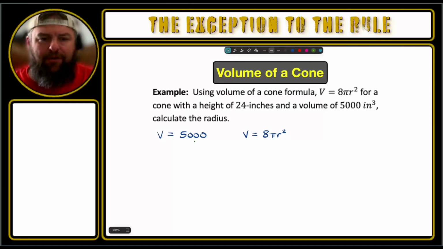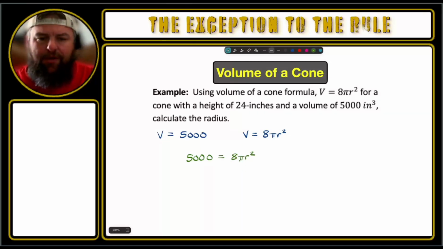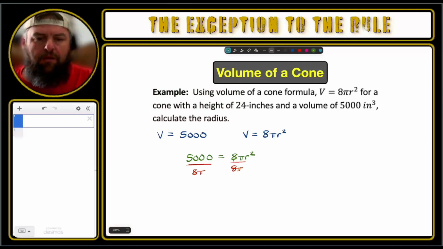What we know is the volume is 5,000 cubic inches, and volume is also equal to 8 pi r squared. So the 24 inches height has nothing to do with the problem, so we are going to ignore that value. All we're going to do is set the values equal to each other. So 5,000 equals 8 pi r squared. We're then going to take 5,000 and divide it by 8 pi. This will cancel out the 8 pi on the right side. And that will allow us to next take the square root of both sides.